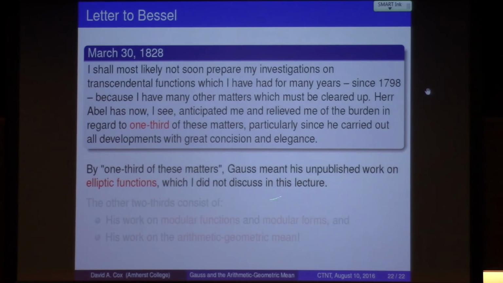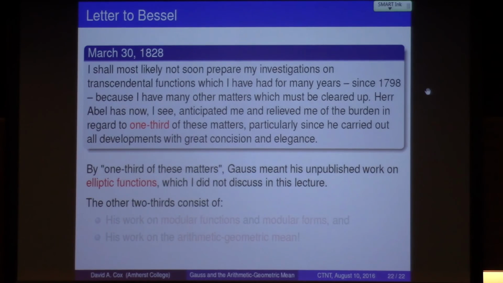and I should say that Gauss did have a complete theory of elliptic functions. That's something I didn't touch on in the lecture, but he did, take the elliptic integral, take its inverse function, and he had a nice, beautiful theory of elliptic functions. And so, when Gauss says that Abel relieved him of the burden with regard to 1/3, that is really true. But what are the other 2/3?